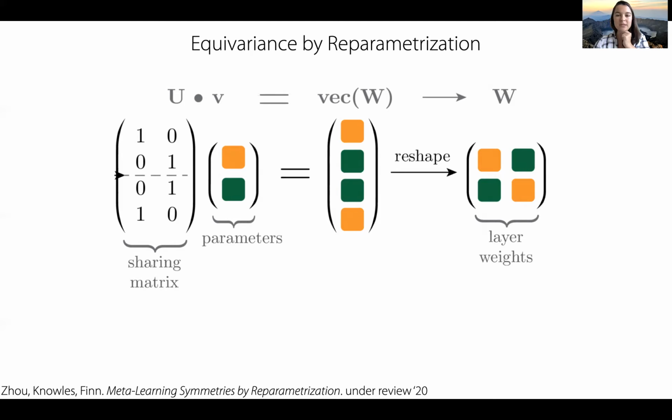In this example, the resulting layer weights correspond to a permutation equivariant function, such that if you permute either of the two inputs X that these weights are multiplied with, you'll also get a permuted output. So this is another example of an equivariance that you can represent for this particular sharing matrix. And it turns out that we can show that different sharing matrices give you different kinds of equivariant structures, such as permutation, rotation, translation, and so forth.